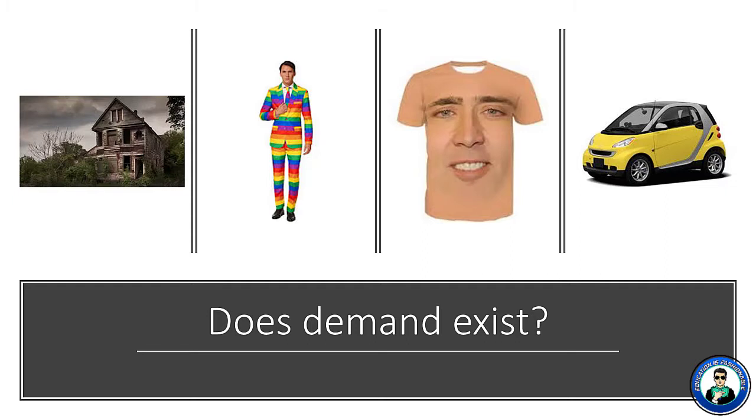We've got a Nicolas Cage t-shirt, if you're familiar with Lost Treasure and other movies like Face Off. That's who that is. He's not my favorite actor, and even if he was, no way am I buying that shirt, so demand's not going to exist on that from me. Now, if you're like, oh man, that's such an ugly shirt, I would buy it just because it's ugly and that's my style, you have demand for that. Same thing for the rainbow suit.